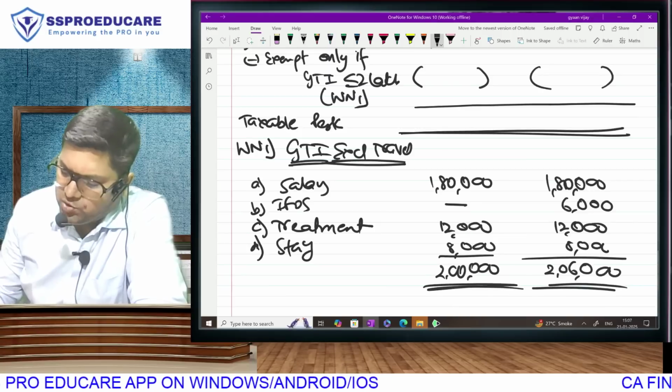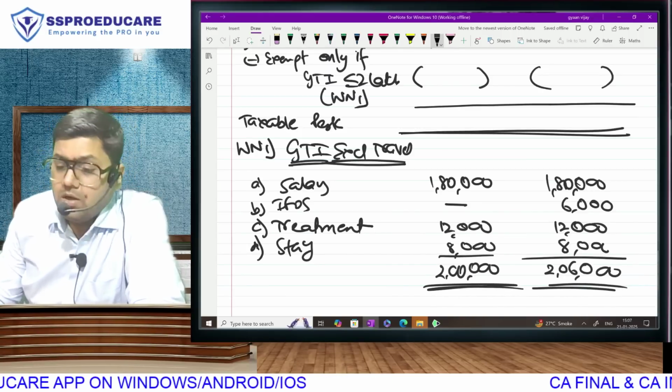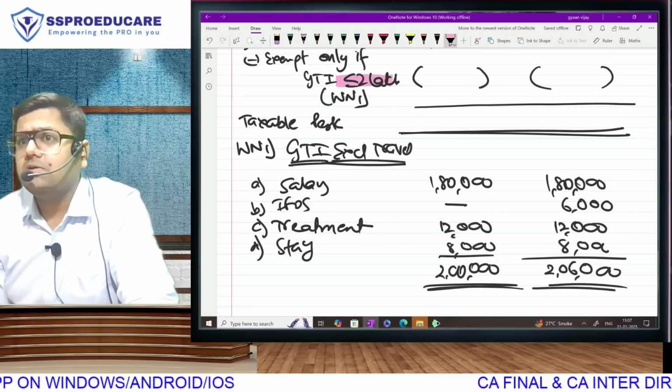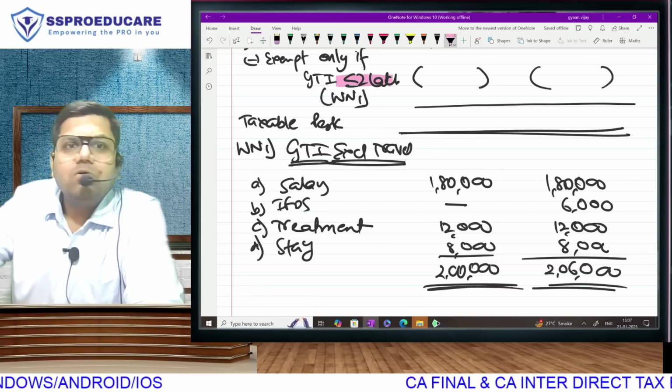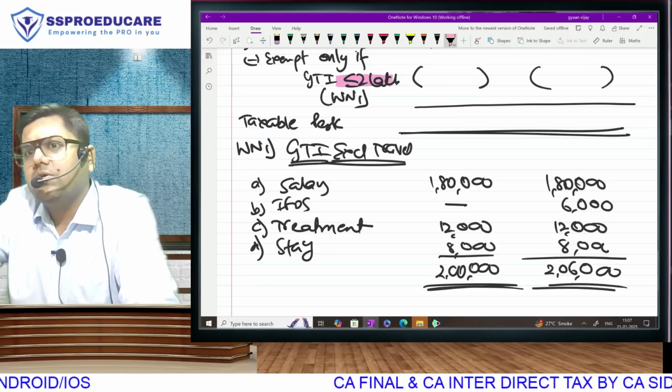If both have touched 2 lakh, so both won't get exemption. Correct? No. The one which is equal to 2 lakh will be eligible. This is where equal to matters. A lot of students don't give respect to equal to. The institute never asks questions on less than or greater than. They know everyone will answer. They always ask questions on equal to.